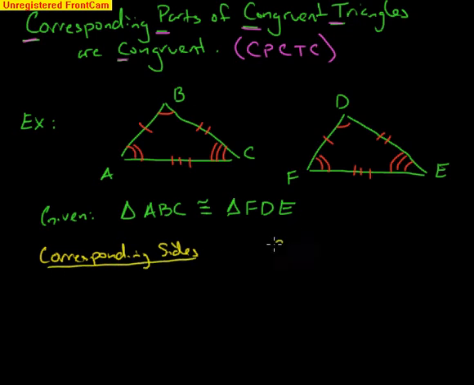And what are the corresponding angles? Because by the phrase up there, corresponding sides and corresponding angles will be congruent, okay? So if we look, even if we just look at this congruence statement right here, okay? Side AB. So side AB has one congruent marking on it.